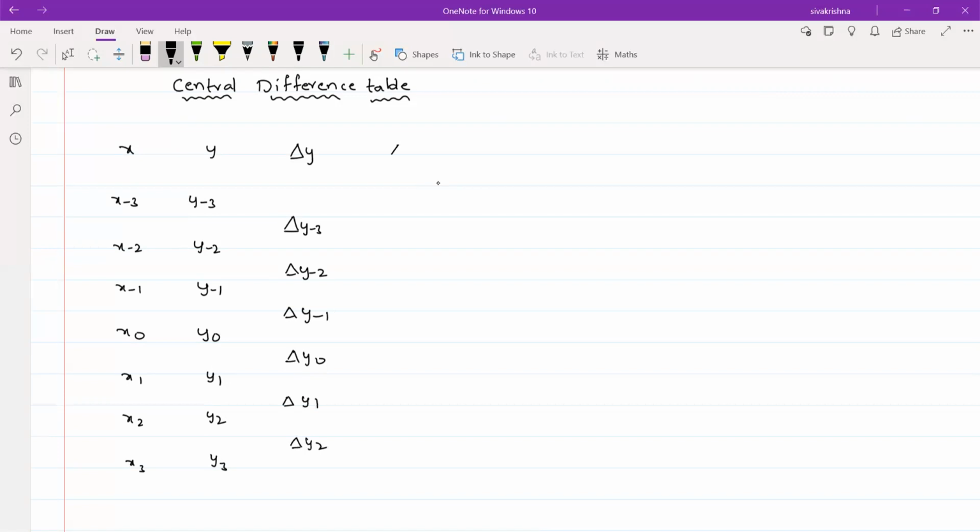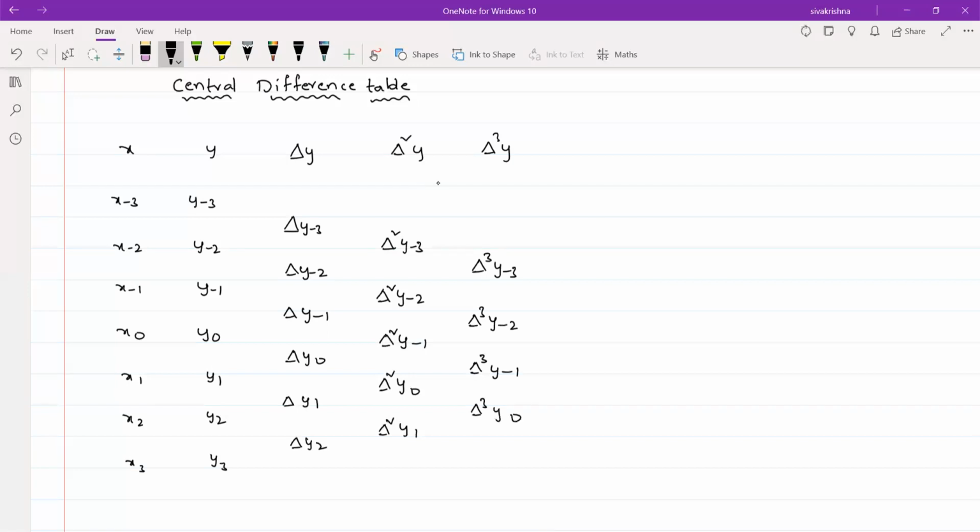Coming to the second differences, delta square y. The names for these differences are delta square y suffix minus 3, delta square y suffix minus 2, delta square y suffix minus 1, delta square y naught, and delta square y1. Coming to third differences, this is delta cube y suffix minus 3, delta cube y suffix minus 2, delta cube y suffix minus 1, and delta cube y naught.